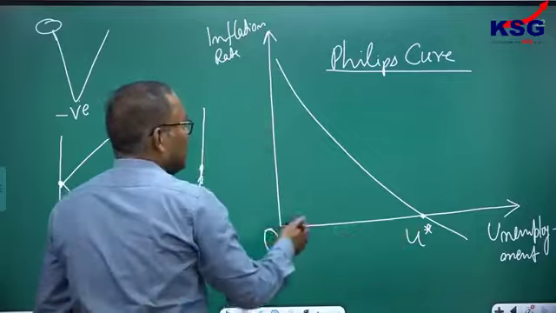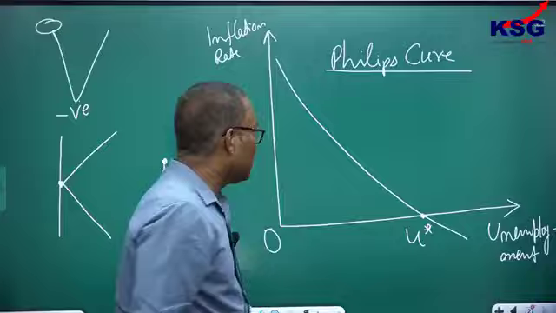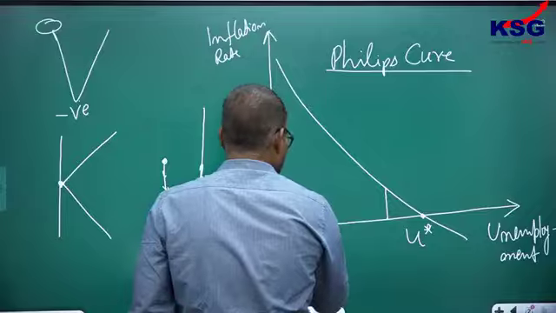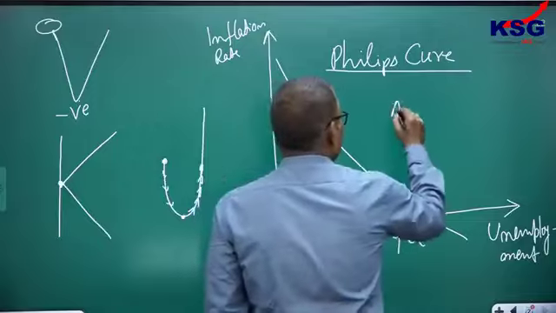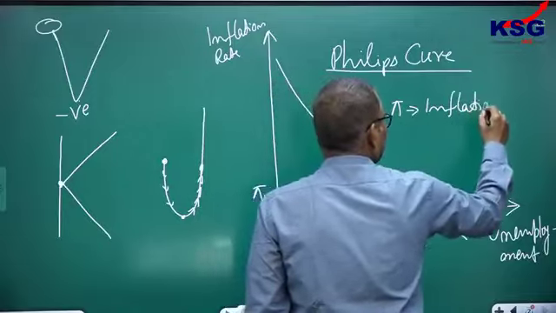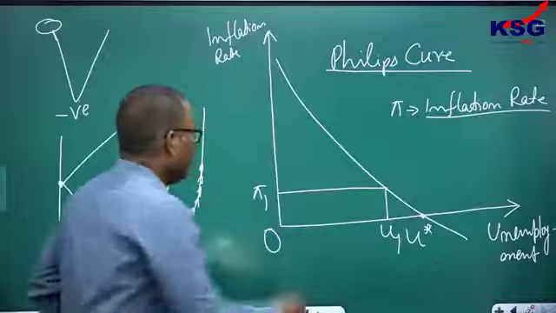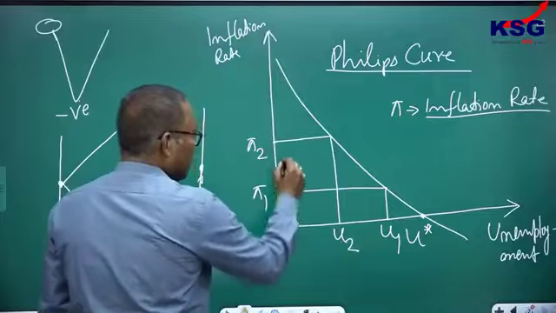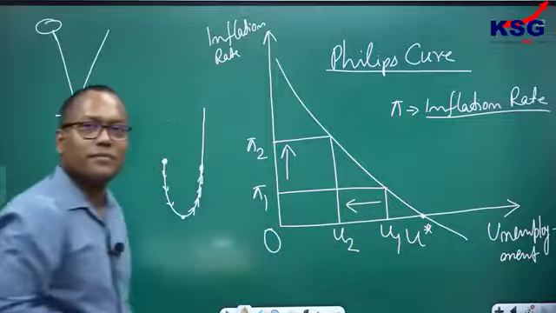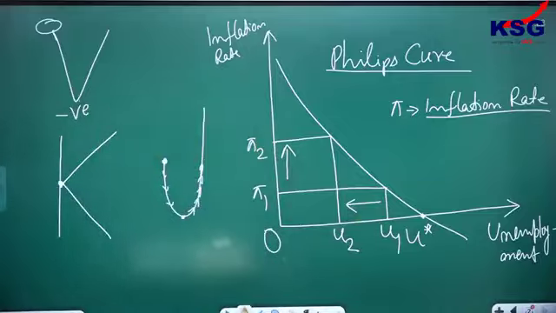So what is the logic? They say that inflation and unemployment are inversely related. Suppose the economy is facing this much rate of unemployment, OU star. If the inflation rate is pi 1, where pi represents the inflation rate, then the unemployment is U1. If the inflation rate goes to pi 2, then unemployment is U2, lower than this. So as inflation goes up, unemployment decreases. So there is an inverse relationship between the rate of unemployment and inflation.